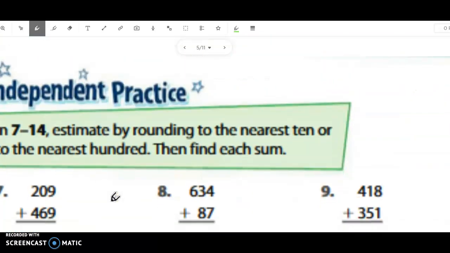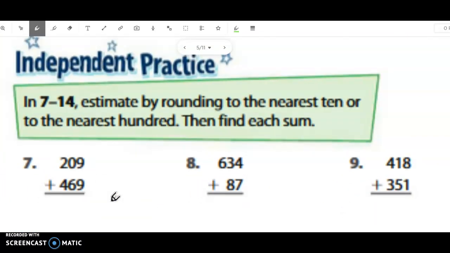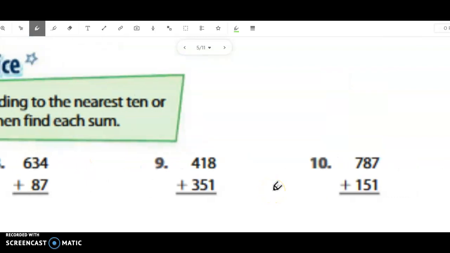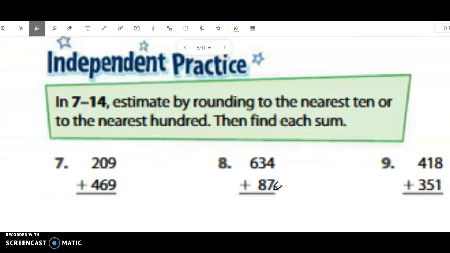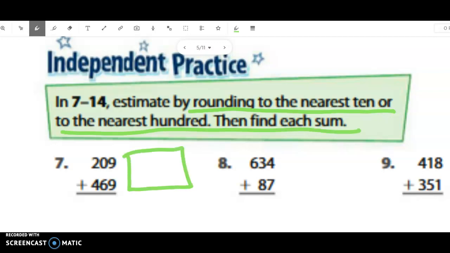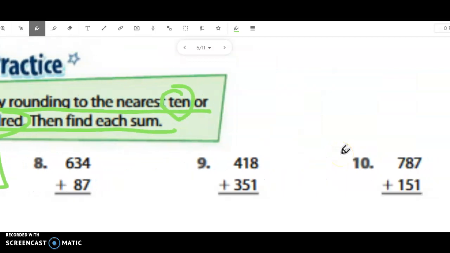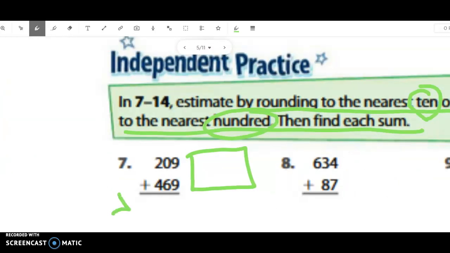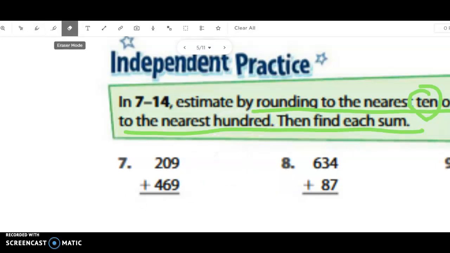For your assignment today, for your independent practice, you will be completing these 4 problems by adding and rounding to show your estimate. So I want you to round on the side and show me what you get. And you can choose either to the nearest 10 or the nearest 100. And then you'll have your actual answer on the side, and you can find if it is reasonable or not, because you might need to do it over again.